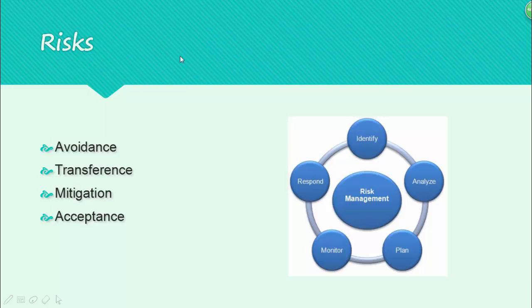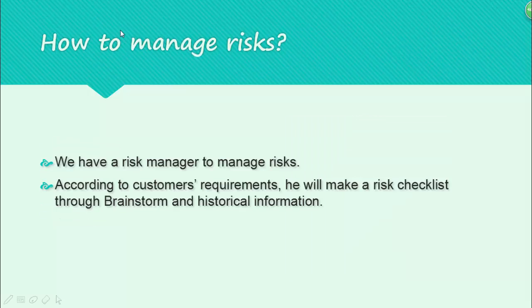I want to talk about risks. We have four ways to respond to risks: avoidance, transference, mitigation, acceptance, and we use this model to manage risks in this project. How to manage risks? As for project risks, we need to identify, analyze, and respond to it. In this project, we have one risk manager to manage risks.